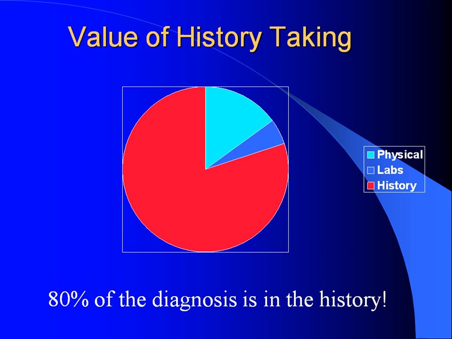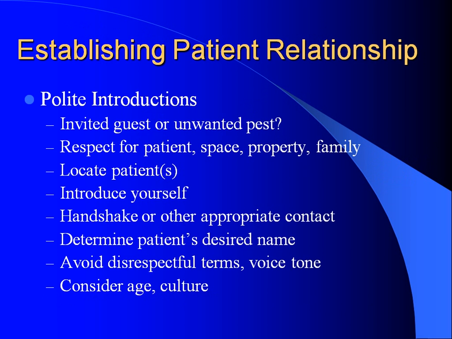So, anyway, value of history taking: 80% of the diagnosis is in the history. Like I said, it's just trying to question and get the big picture. So, polite introductions, invited or unwanted pest, you know, kind of thing. Every socioeconomic class is going to be a little bit different. Every culture is going to be a little bit different. It's really the fine art of adaptability.